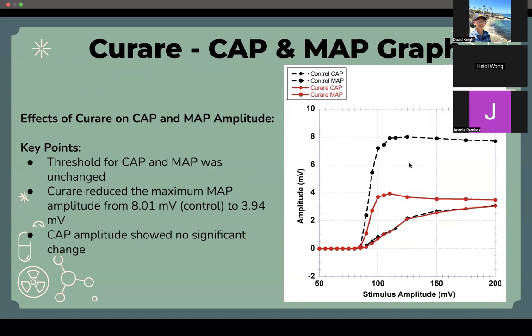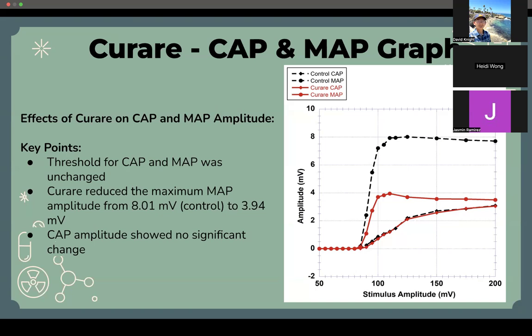The last drug that we applied onto the frog is going to be Curare. And in the figure on the right, it displays the effects of Curare on both the CAP and the MAP amplitude. The threshold remained unchanged, meaning that the initial activation potential was similar for both the control and Curare. However, Curare significantly reduced the maximum MAP amplitude from 8.01 millivolts to 3.94 millivolts.